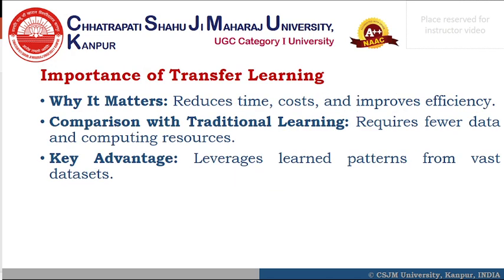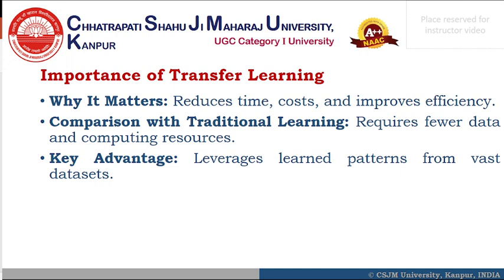Traditionally, training deep learning models from scratch requires enormous amounts of data, time, and computational power, as you know. However, transfer learning offers a solution by allowing us to reuse pre-trained models, reducing development time and resource consumption. For example, instead of training an image recognition model from the ground up, we can take a model like ResNet, which has already learned fundamental image features, and fine tune it for a specific task such as medical image analysis or satellite image classification.